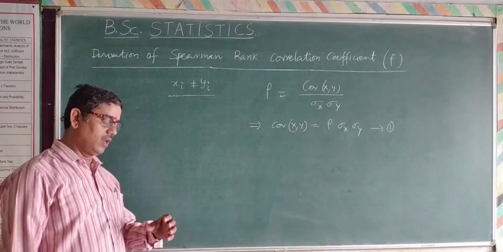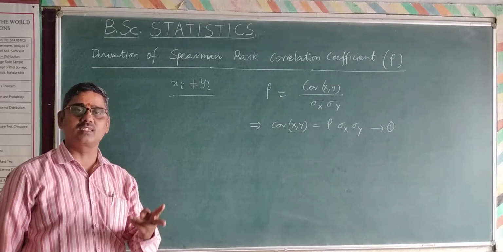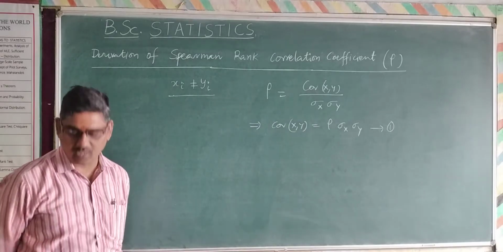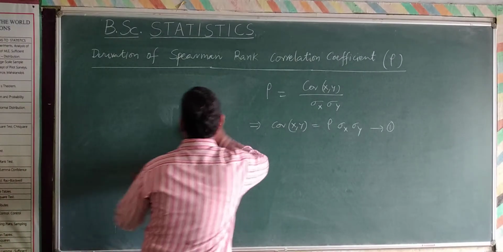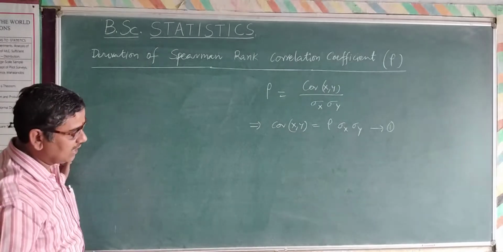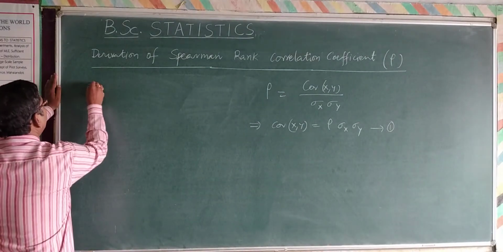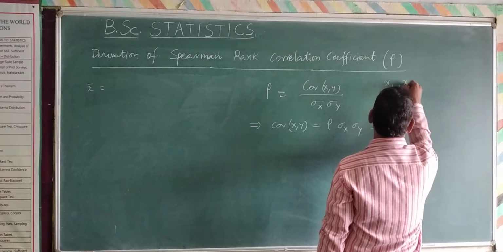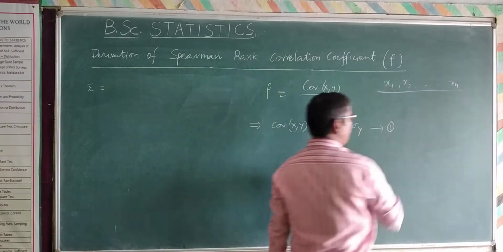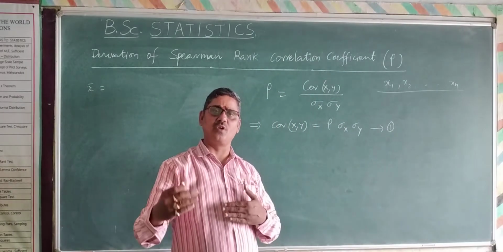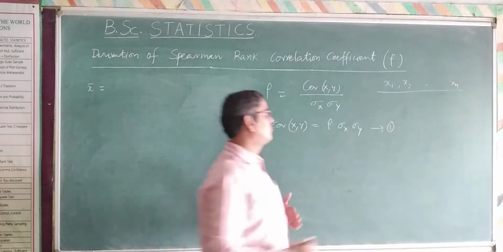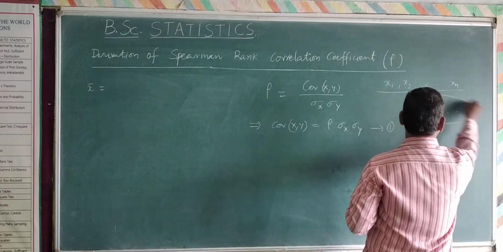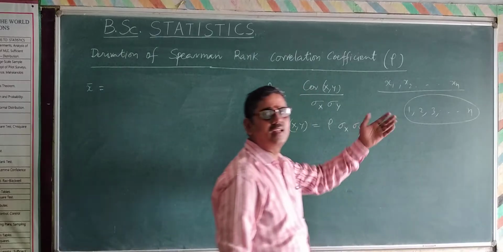Now I calculate the terms X bar, Y bar, sigma square X, sigma square Y, and then I lead the derivation part, right? So now I consider the calculation of X bar. So ranks are usually the values of ranks X1, X2 and so on, Xn. Ranks of first n individuals. N individuals will be 1, 2, 3 and so on n. These are the ranks of n individuals. Need not be in the same order, right?